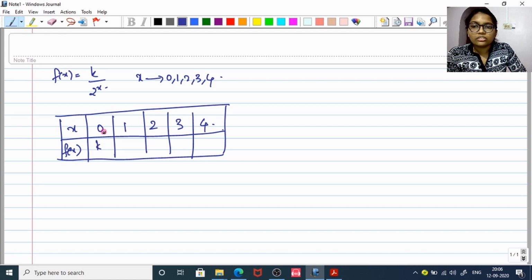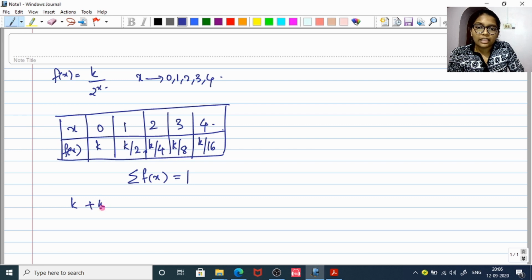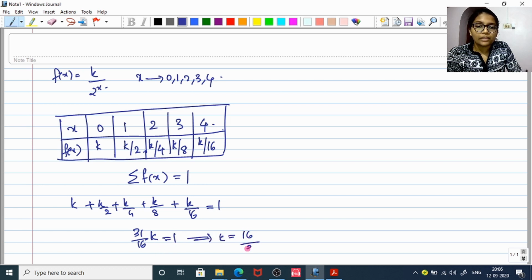That is k by 2 raised to 0 is 1 itself, so k by 1, and next is k by 2 raised to 1 is 2. Next is k by 2 raised to 2 which means 4. k by 2 cube is 8 and k by 2 raised to 4 is 16. And we all know that the total probability for an event is equal to 1. So just add up all this, sigma f of x equal to 1. k plus k by 2 plus k by 4 plus k by 8 plus k by 16 equal to 1. Adding up you will get 31k by 16 equal to 1, which means your k value is going to be 16 by 31.